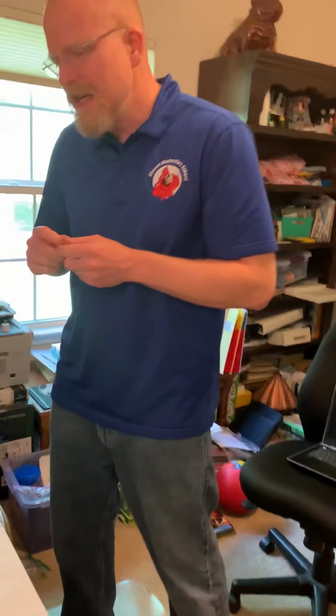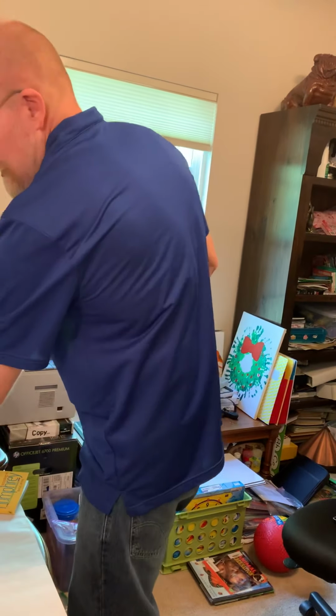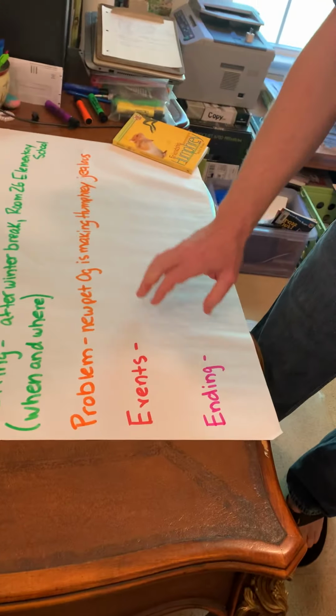Now, why was the new pet Og making Humphrey jealous? Imagine if we got a pet frog in our classroom. How much attention would that frog get? Quite a bit is the correct answer to that. So, events. I'm going to really look for the key events in here. So, new pet Og is making Humphrey jealous.